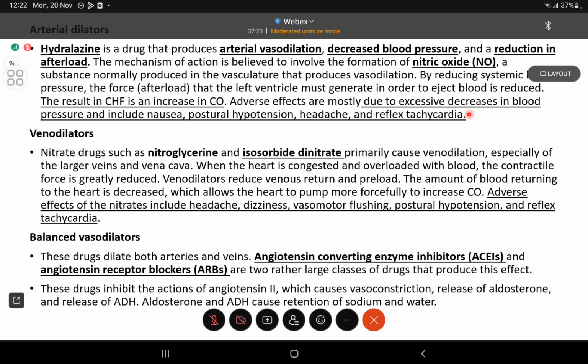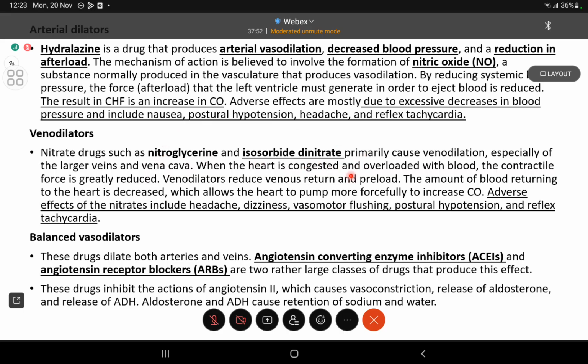Because the pressure suddenly drops, your autonomic system tries to adjust and then activates your sympathetic nervous reactions, so it may cause a tachycardia. Okay, this one sometimes may also happen. So for vasodilators, the two commonly used drugs are nitroglycerin and isosorbide dinitrate.